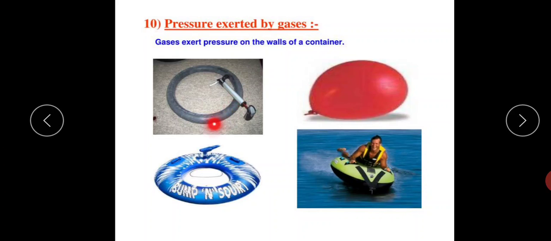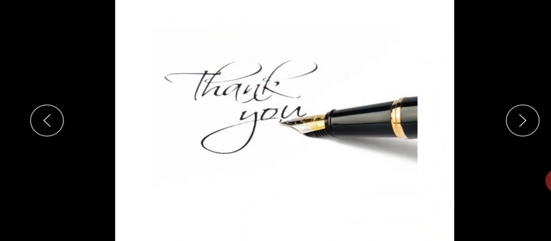And you can see these cycle tires, even there is pressure on that. Similarly with these also. Through these examples, we can make out that pressure is exerted even by gases. So today we have discussed the pressure exerted by liquids and gases.